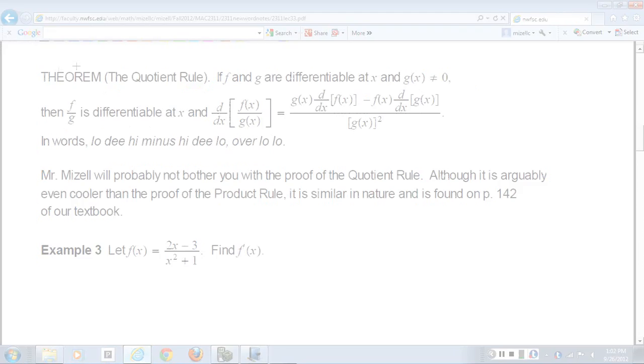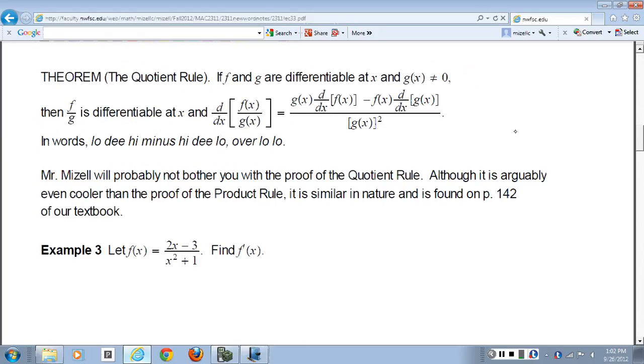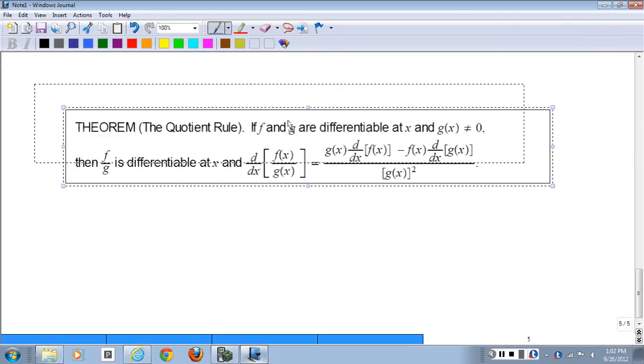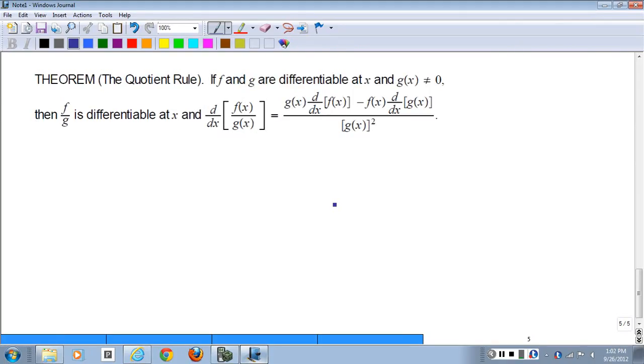Quotient rule looks like this. If we're taking the derivative of a quotient, a fraction, the thing to keep in mind is the first thing to do is take the expression in the denominator, write it in the denominator, and square it. No derivative, just whatever's in the denominator, write it in the denominator and square it.